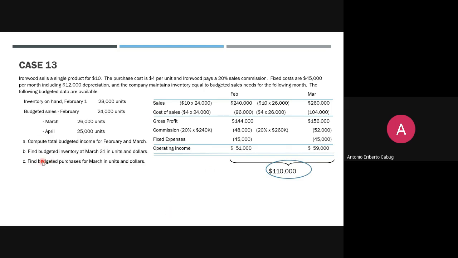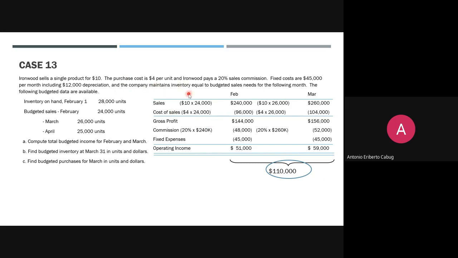Now, the next question. I think this one is an easy one. Find the budgeted inventory at March 31, both in units and in dollars. Everyone, please show your answers. Kung wala kayong answer kanina, ngayon sana baka meron kayong answer. Find the budgeted inventory at March 31. That is, how much inventory should be kept at the end of March. Again, this is an easy one. Please do not overthink. Okay, wala talaga. So you have here a clue.